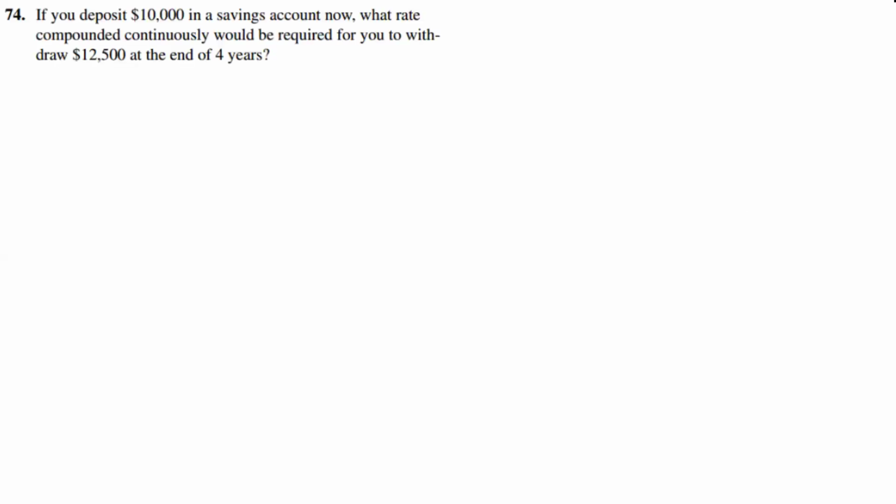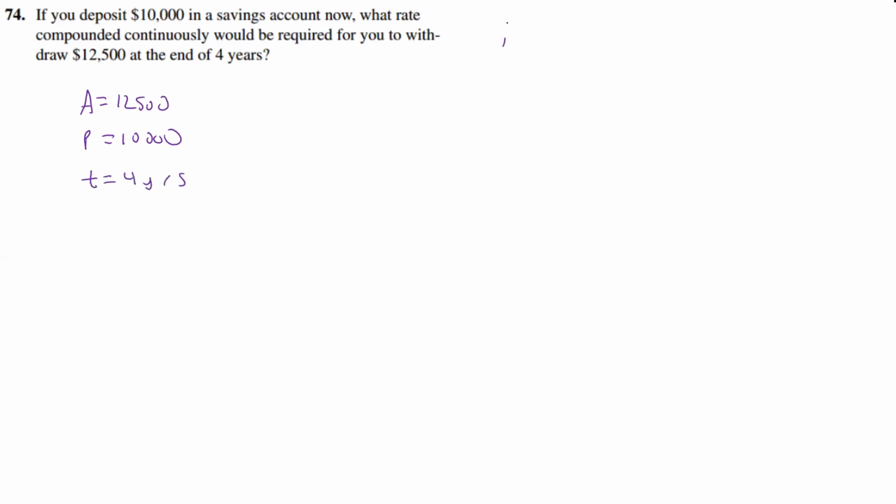All right, so here we're going to deposit $10,000 in a savings account. What rate, compounded continuously, would have been required for you to withdraw $12,500 at the end of 4 years? So that means A is going to be 12,500. P is equal to 10,000. R is what we're looking for, and T is equal to 4 years.